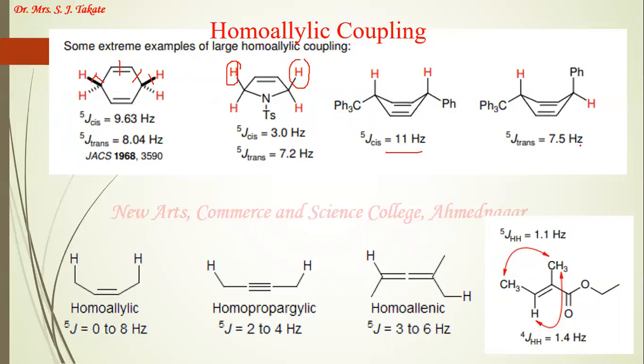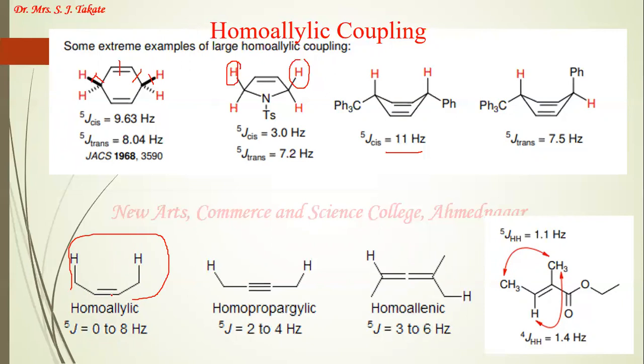One more is there. The homoallylic coupling constant values in these examples are quite high, but usually homoallylic coupling constant values are small, 0 to 8 Hz. All these examples are exceptional or extreme examples of large homoallylic coupling. So this is the typical homoallylic coupling.